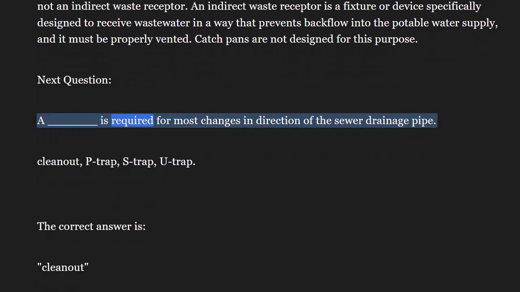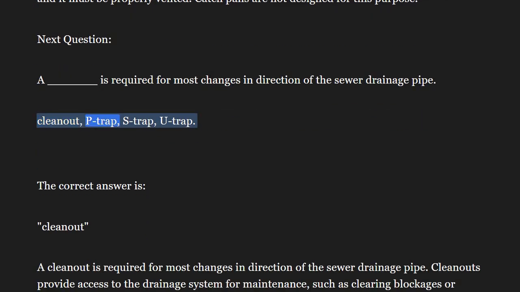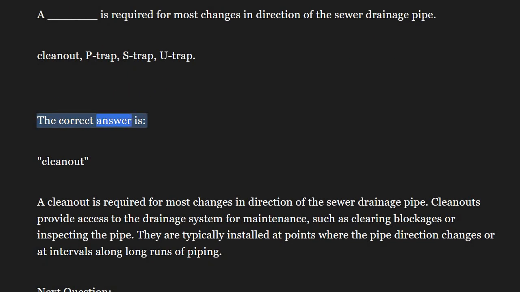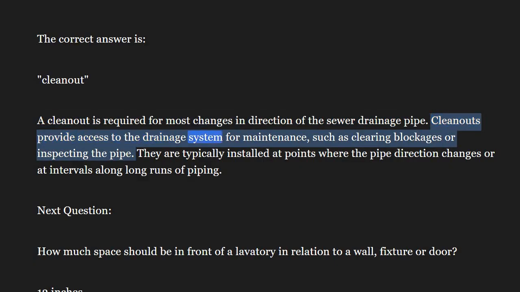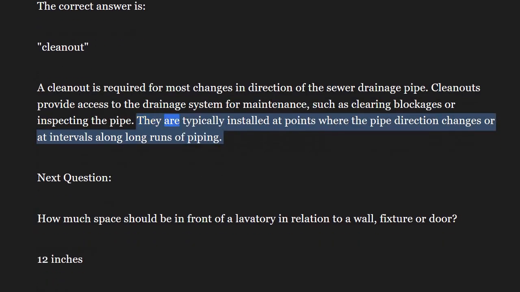Next question. A blank is required for most changes in direction of the sewer drainage pipe. Clean out, P-trap, S-trap, U-trap. The correct answer is clean out. A cleanout is required for most changes in direction of the sewer drainage pipe. Cleanouts provide access to the drainage system for maintenance, such as clearing blockages or inspecting the pipe. They are typically installed at points where the pipe direction changes or at intervals along long runs of piping.